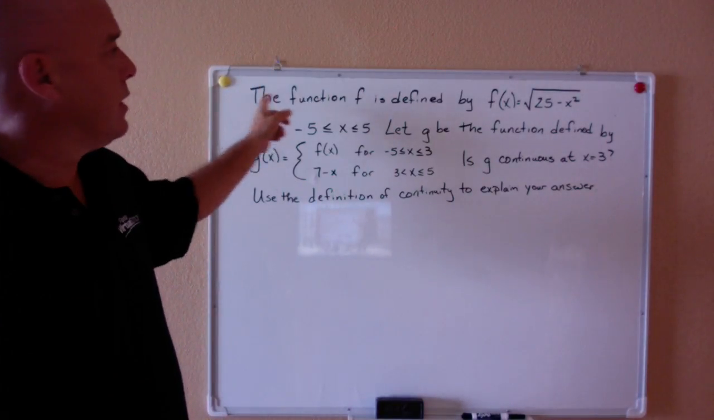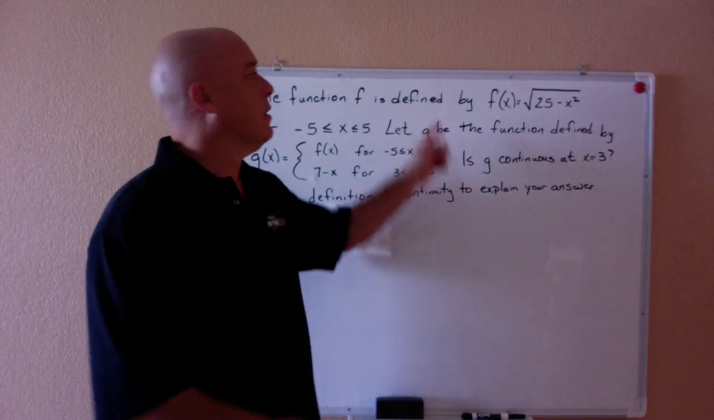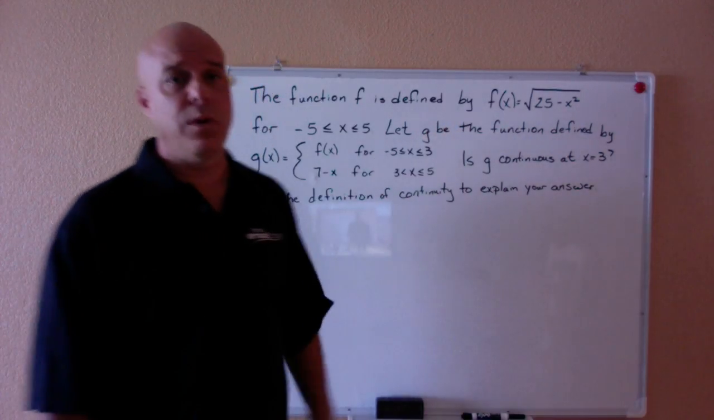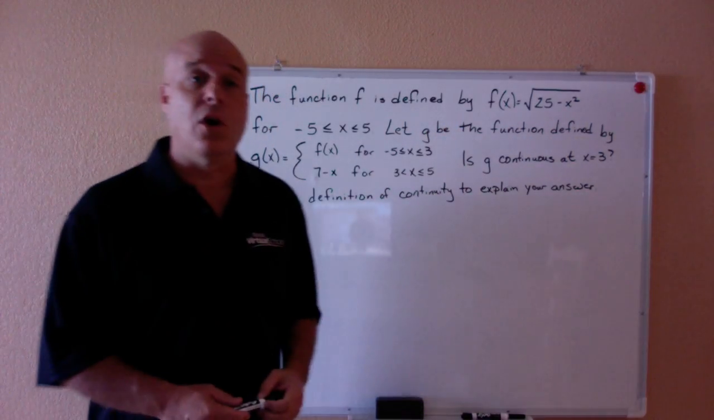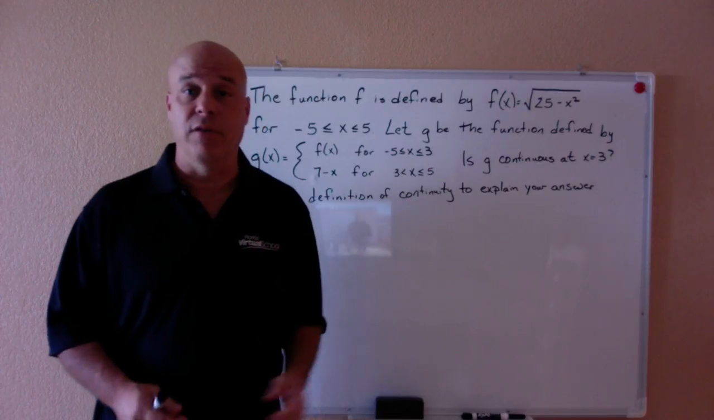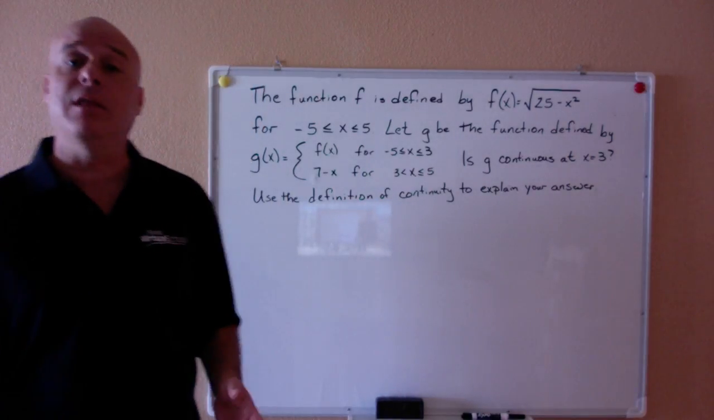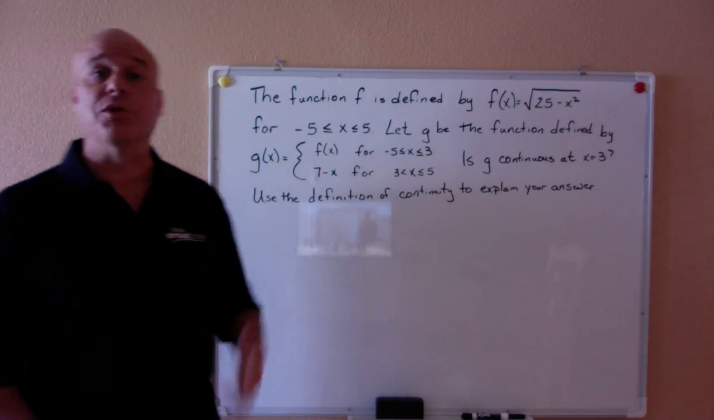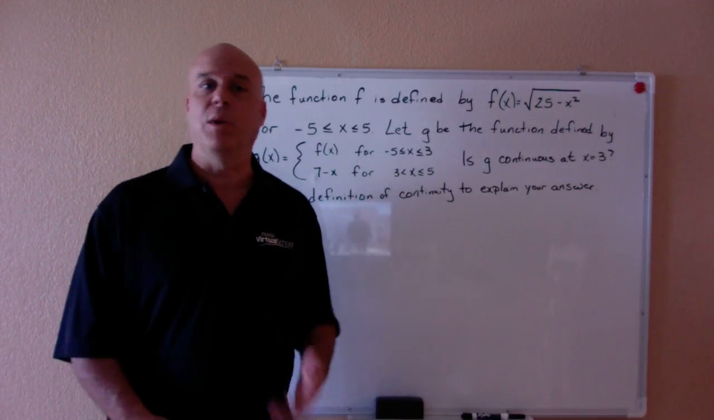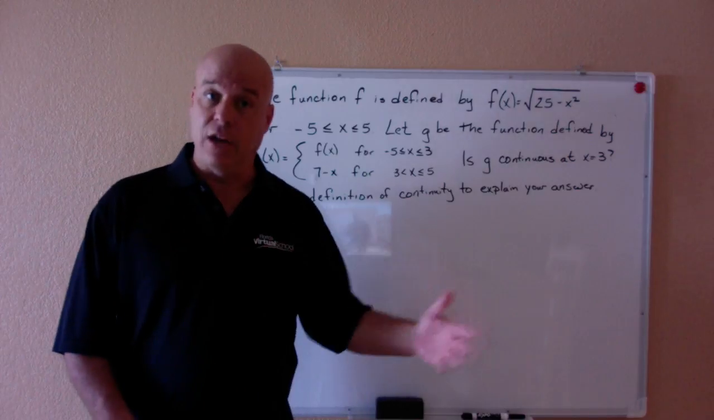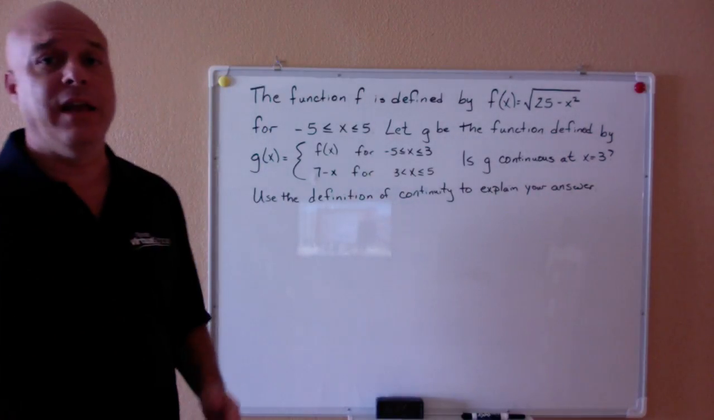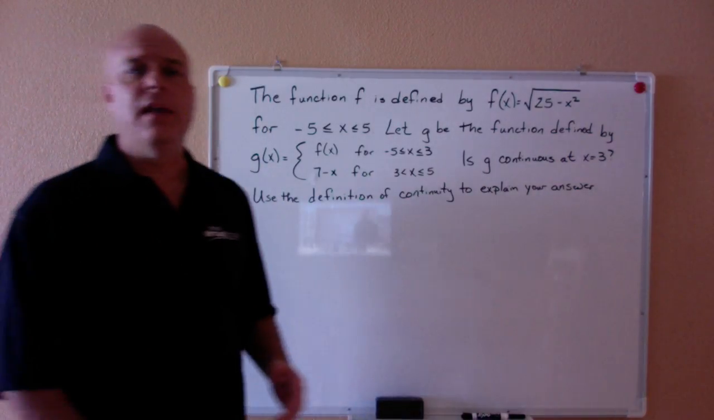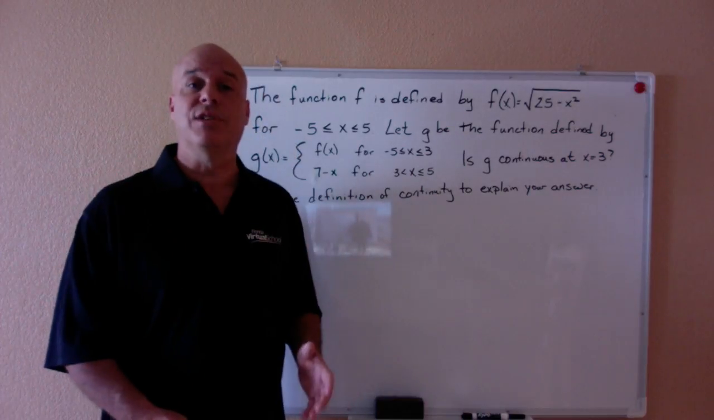The first one is that the function f is defined by f of x equals the square root of 25 minus x squared, as long as x is between -5 and 5 inclusive. And then we're going to let g be the function defined by the piecewise function g of x equals f of x if x is between -5 and 3, inclusive at -5 and inclusive at 3. And then we're going to look at, is g continuous at x equals 3?